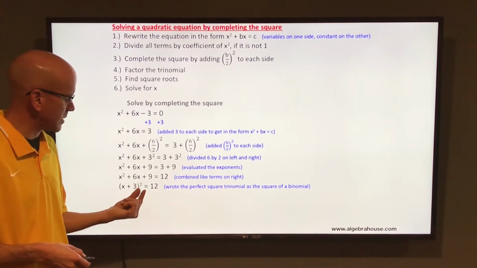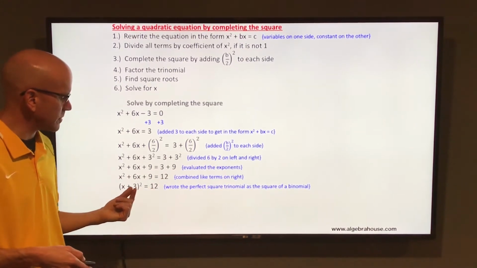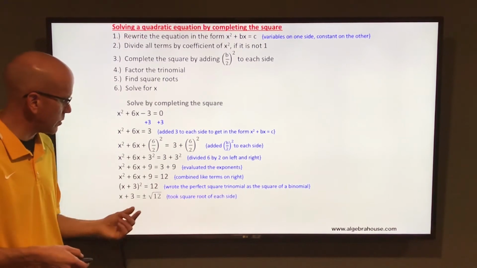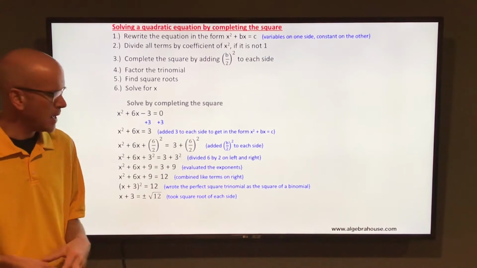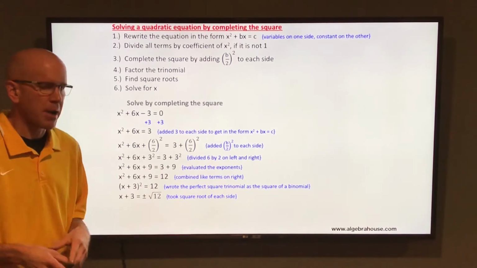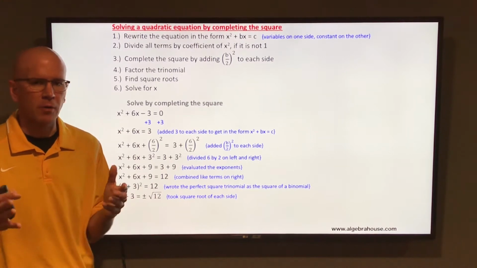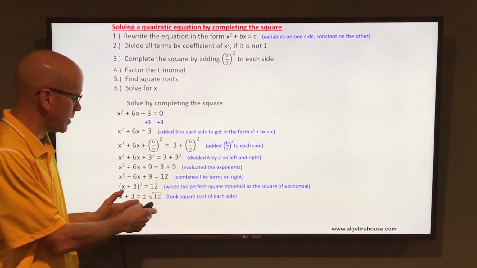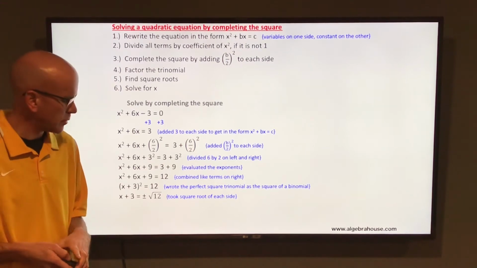Now get rid of the exponent in the parentheses by taking the square root of each side. The inverse of squaring is square root. The square root of x plus 3 squared is x plus 3. And on the right side, we're taking the positive and also the negative of the square root of 12. You have to take into account all the possibilities that x could be here. That's why you have to take the positive and also the negative of the square root of 12.